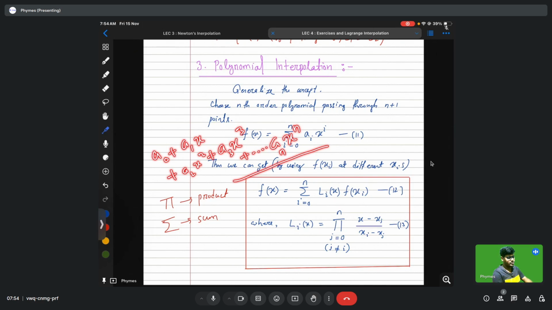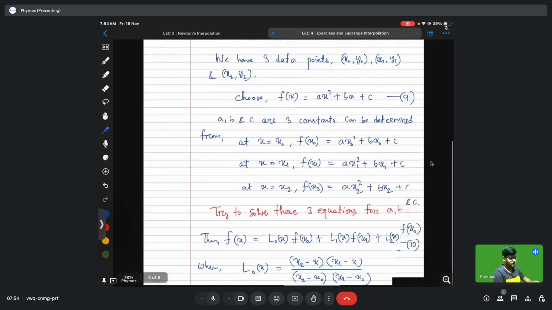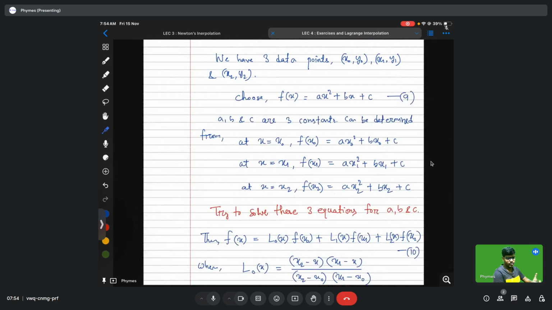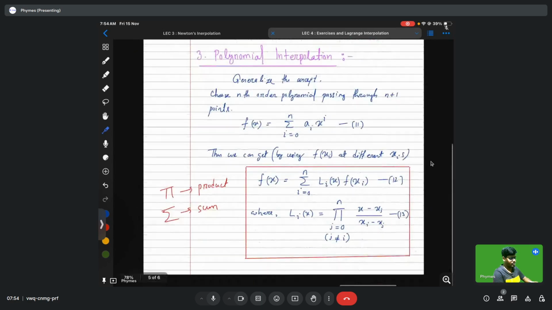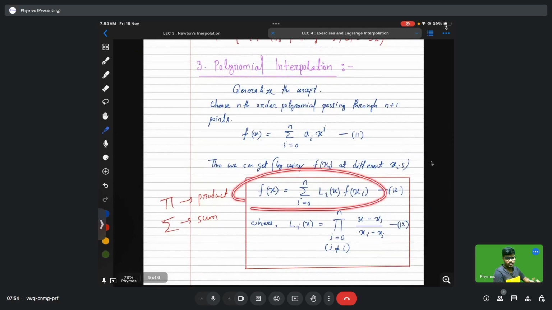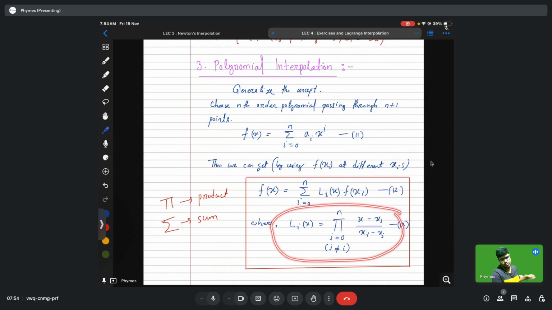By using the conditions at different values of the points of the function, we get the values of these constants, and similarly you need to solve it further to get the Lagrange functions. I am not going to do them here because these are in the book and you can see them, and these are not very important. You just need to remember the general formula. So this is the general formula, and this is the general Lagrange interpolating polynomial.